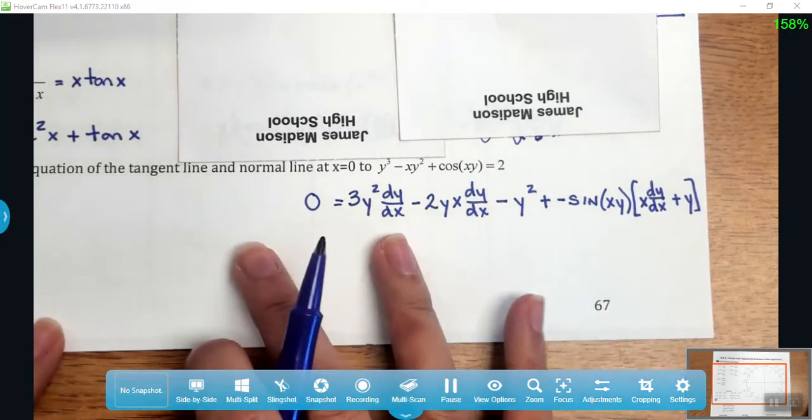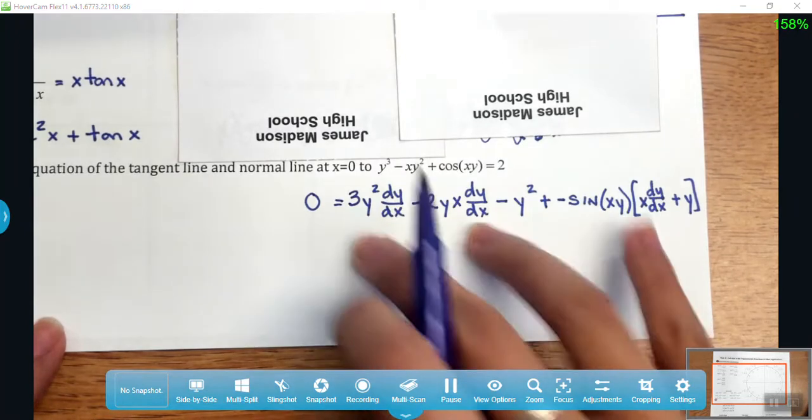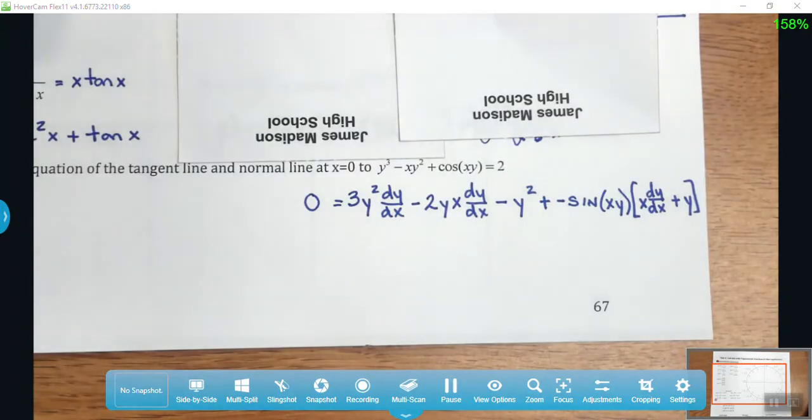What else do I need? To solve for dy dx here would be really annoying. What else do I need for tangent and normal line? This is the equation for slope. Okay. I can plug 0 in, right? But I don't know what y is. How do I find out what y is?